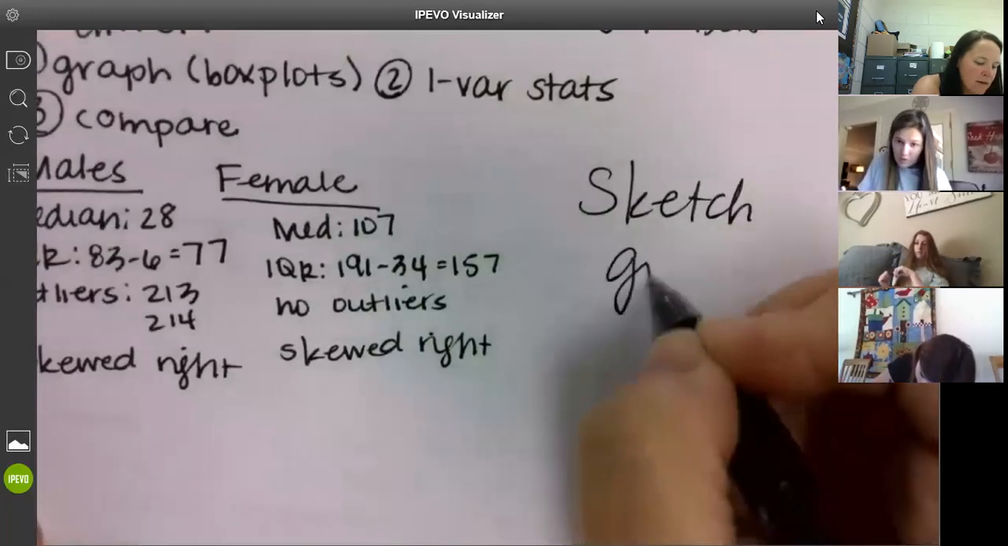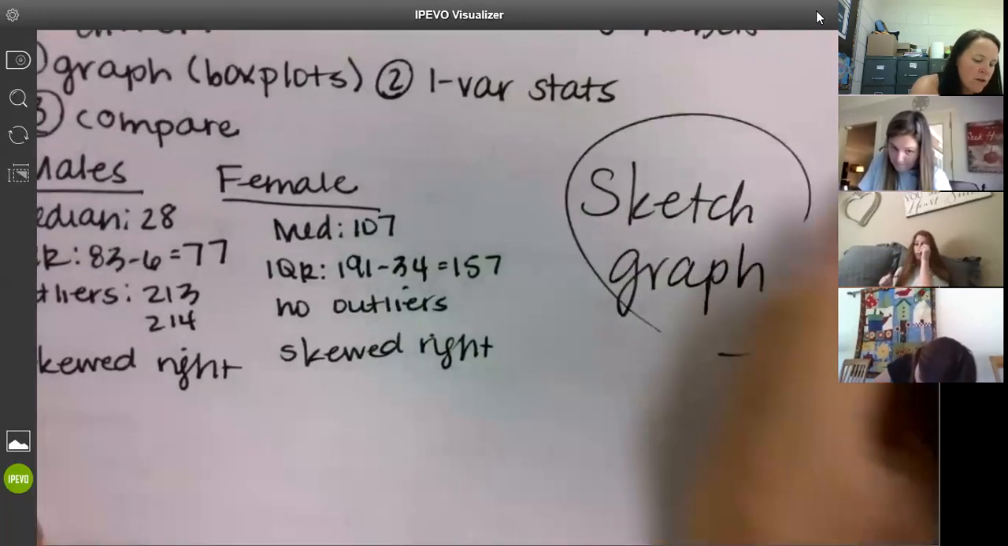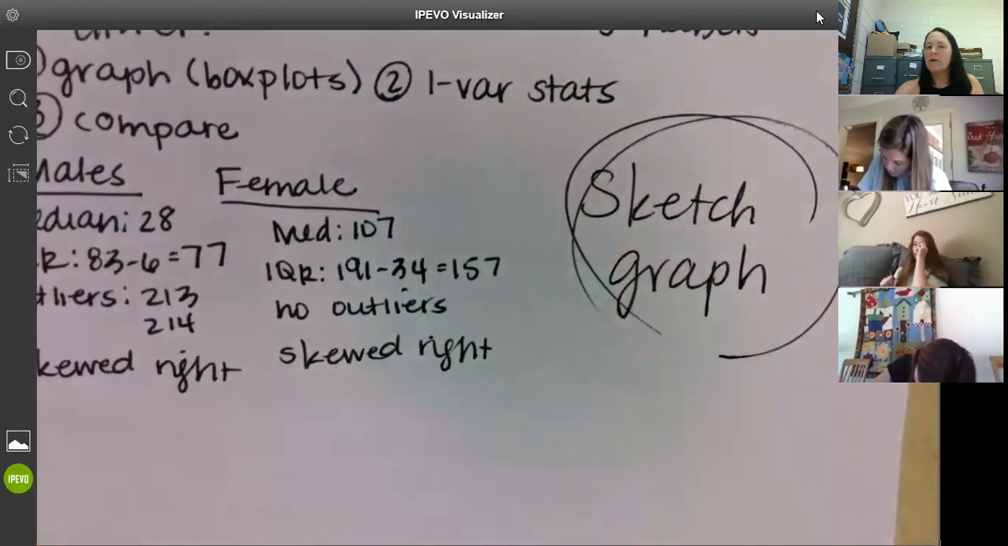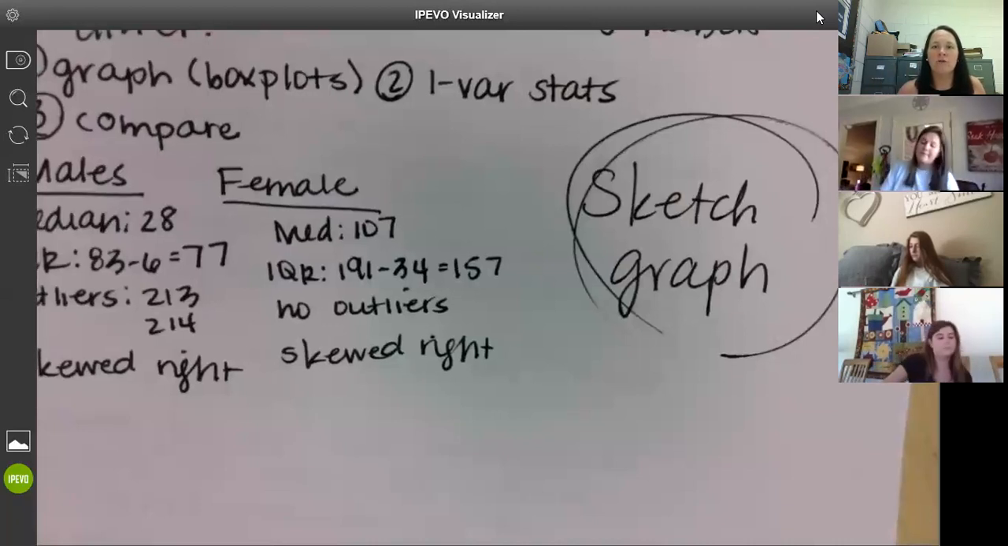I'm not going to make you, but you always need to sketch your graph every single time, put your graph on there. And remember, you don't have to make it on that number line. You can literally sketch, but put all the numbers on there. So the minimum, the maximum, the Q1, the Q3, and the median, put all those numbers on there.